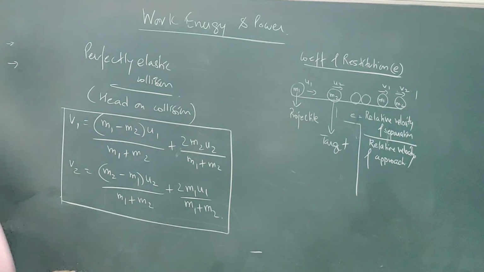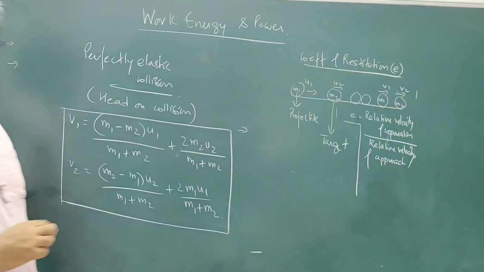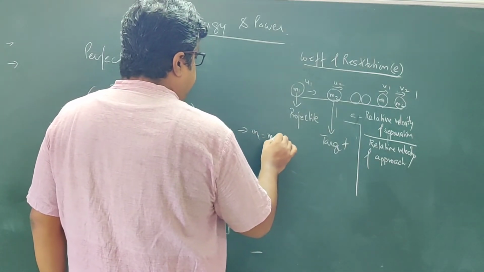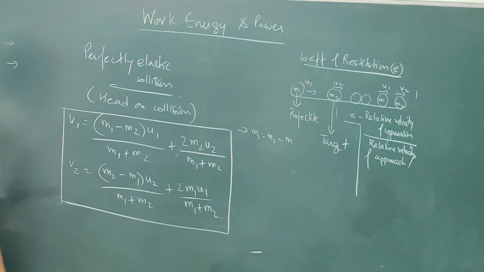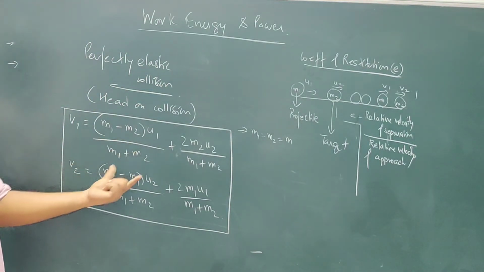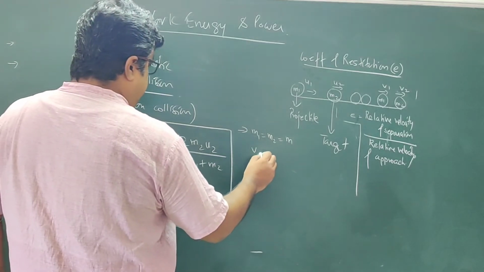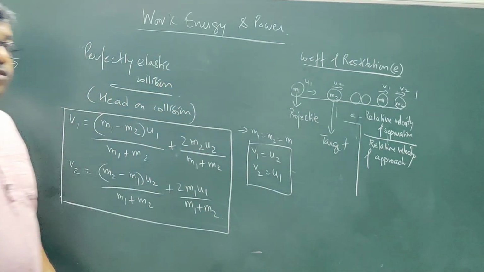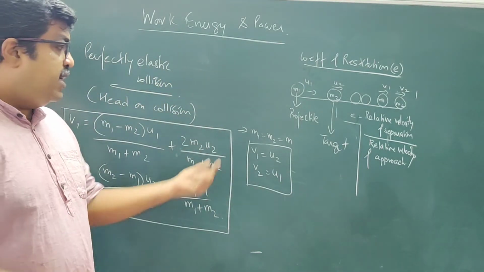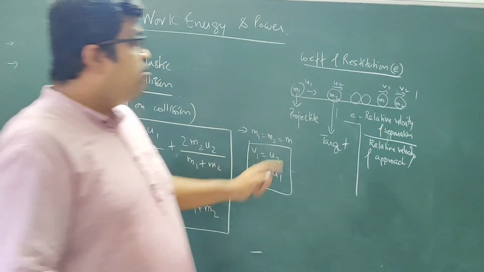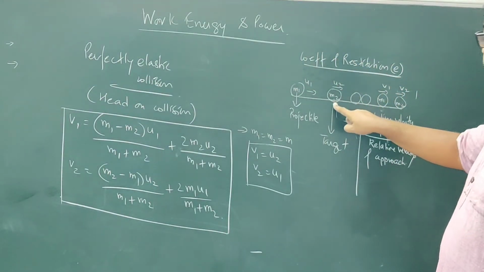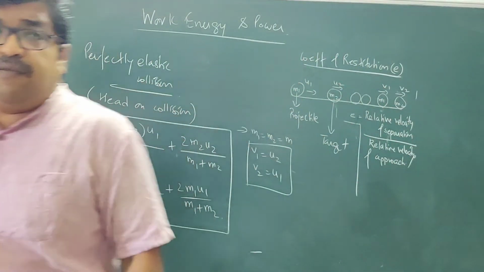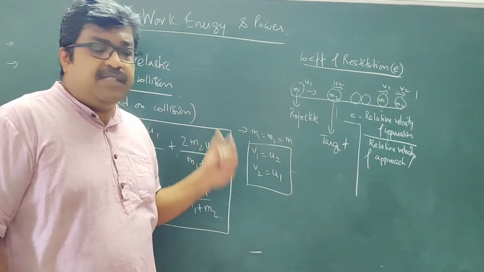Now for a head-on collision, if the projectile and target have the same mass, that is M1 is equal to M2 is equal to M, and you substitute those values, what do I get? I get V1 is equal to U2 and V2 is equal to U1. That means if the colliding bodies have the same mass, then they will interchange their velocities.